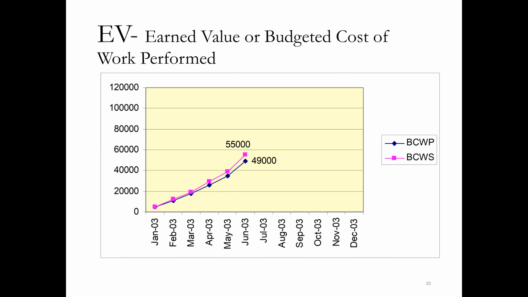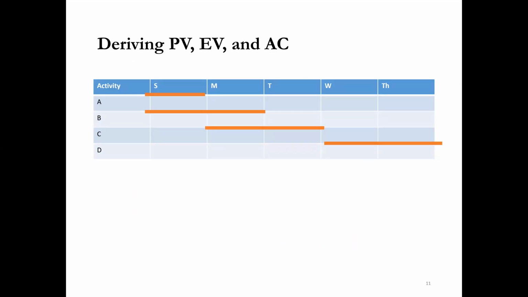Now, earned value, or budgeted cost of work performed. Here they have given two things. One is budgeted cost of work scheduled, which is PV, and budgeted cost of work performed, which is EV. In this graph, two values are shown. On the x-axis we have time, and on the y-axis we have the amount. Now in this example, we are going to derive the values of PV, EV and AC.